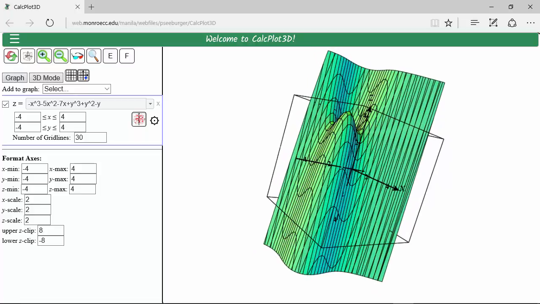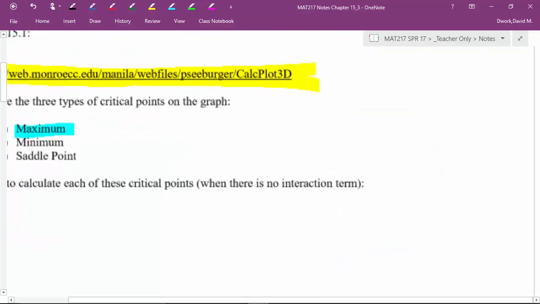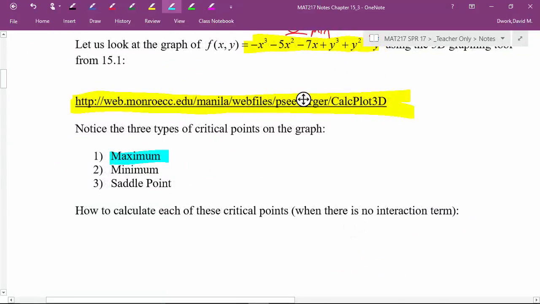So that is two of our checklist items. That's two of our important parts for what we're doing in our notes. We want a maximum. What does it look like? Well, it just looks like a hill. What does a minimum look like? Well, it would be a lake if it was filled with water. It looks like a valley.